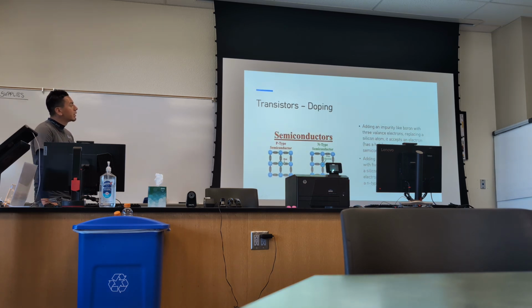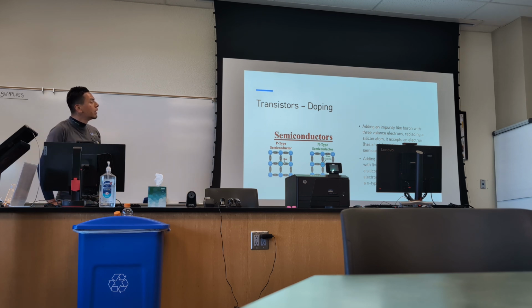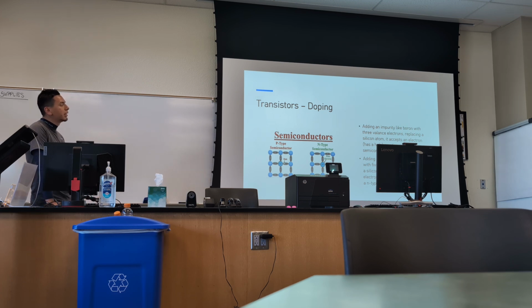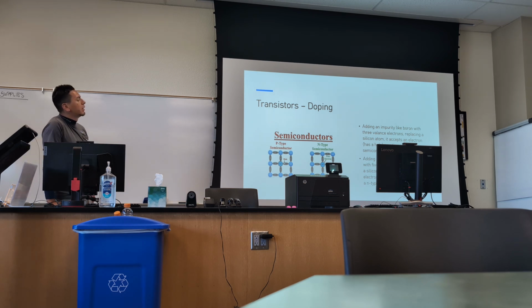So with the p-type semiconductor and n-type semiconductor, practically you're just doping them with an impurity. Adding an impurity like boron with 3 valence electrons, replacing a silicon atom, it accepts an electron, has a hole, creating a p-type semiconductor. Adding an impurity like phosphorus with 5 valence electrons, replacing a silicon atom, it donates an extra electron, it has a free electron just roaming around, creating an n-type semiconductor.